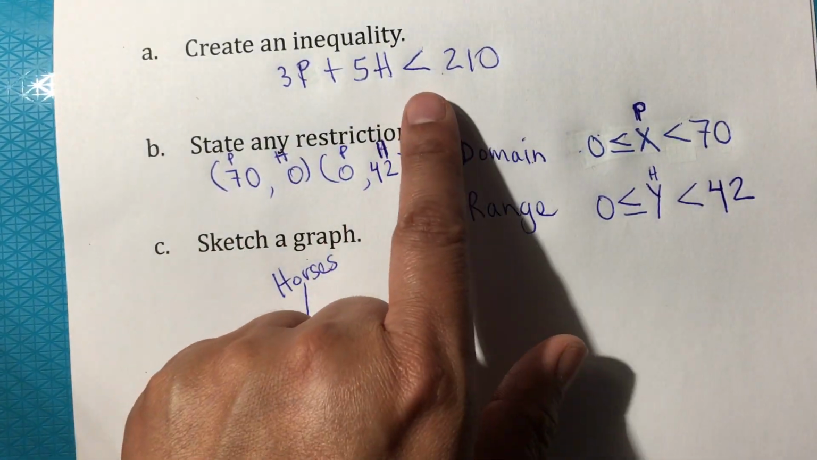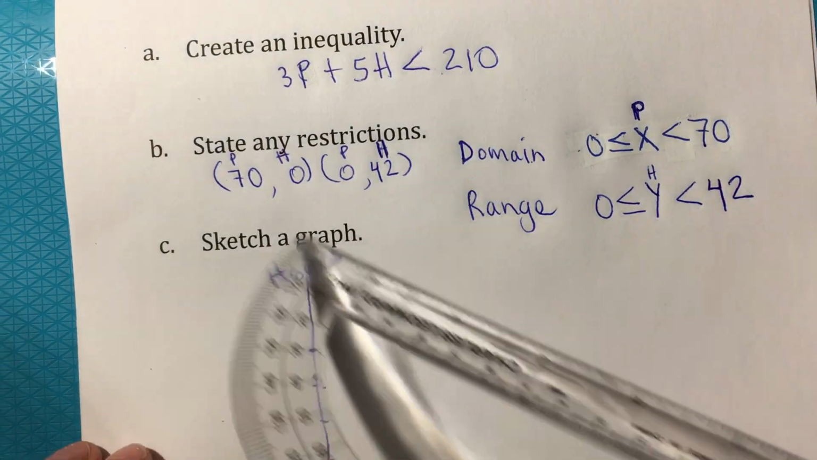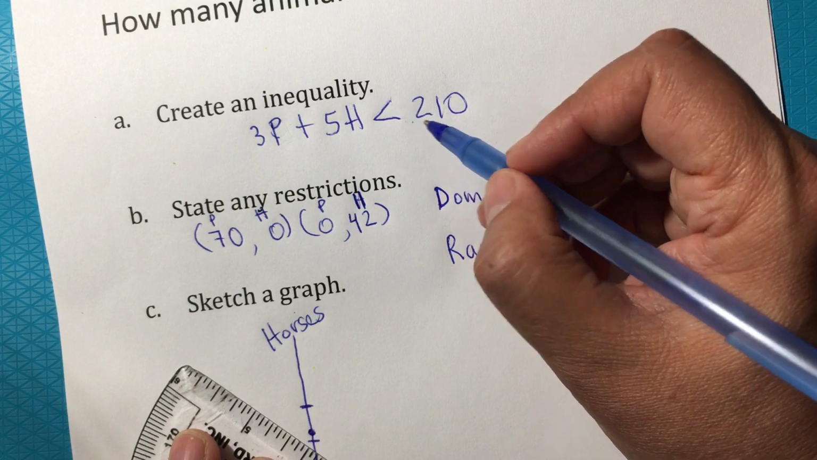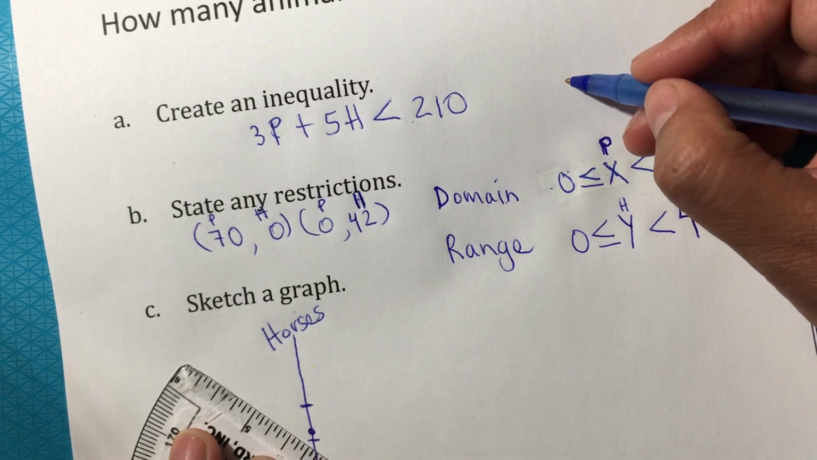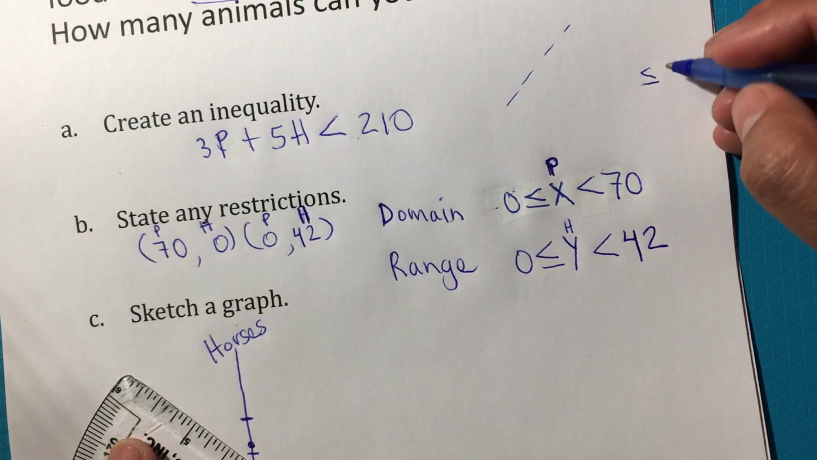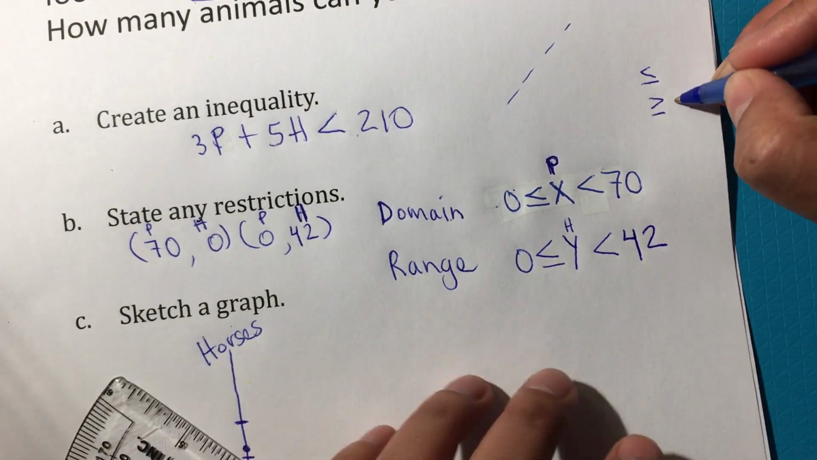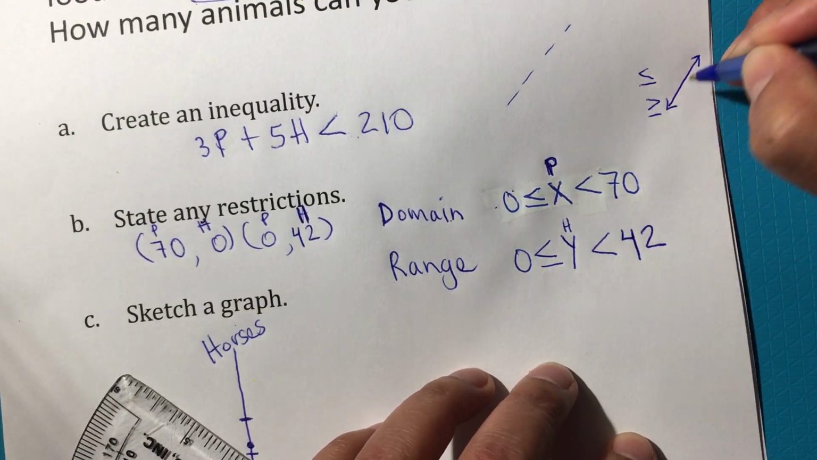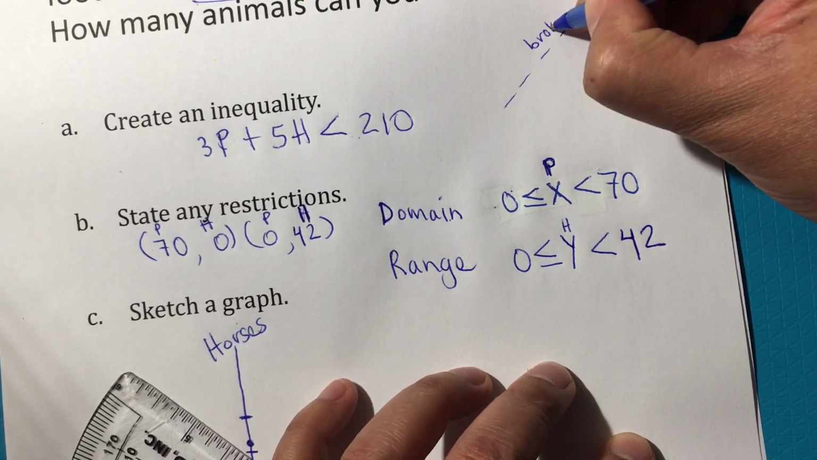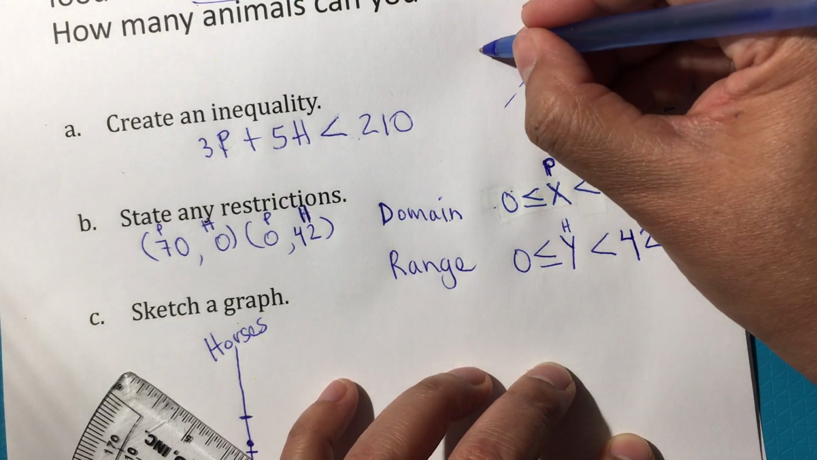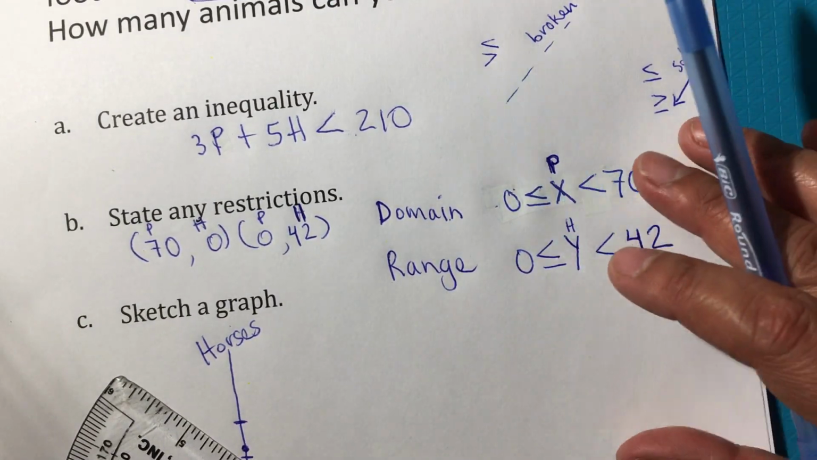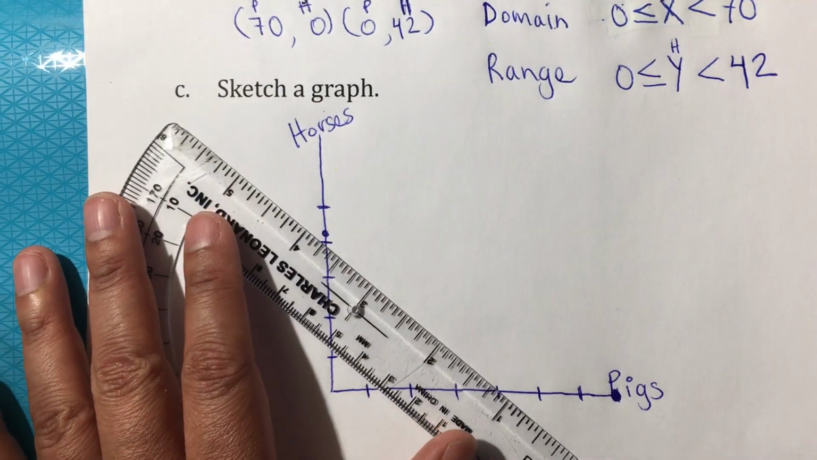Because this inequality doesn't have the equal sign, we're going to have a broken line. Less than or greater than, it's a broken line. But if it has the equal sign, even if it's greater or less than, then the line is going to be solid. So broken line and solid line. This is with the greater than or less than. It doesn't have the equal sign, so my line is going to be broken.